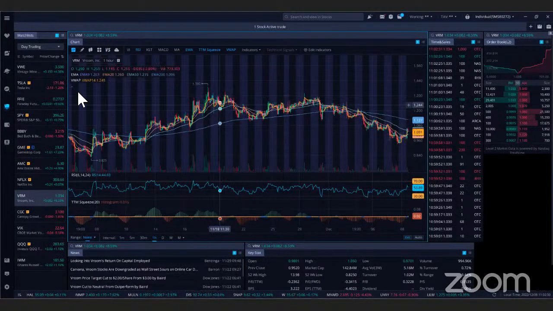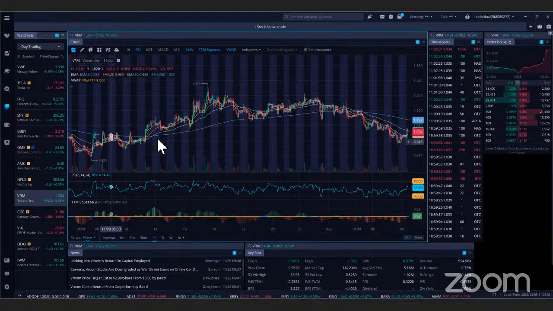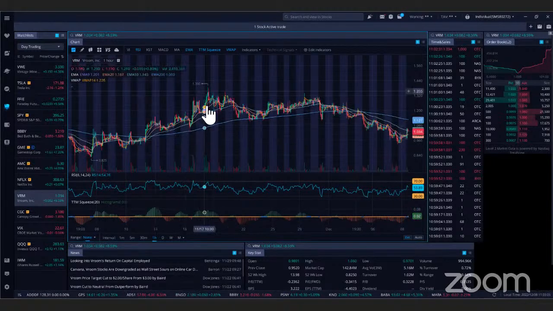I was playing that Powell pump. I knew that Powell pump was coming, and it came. Took my initial investment off the table, so I can't lose. And then it starts trickling down.